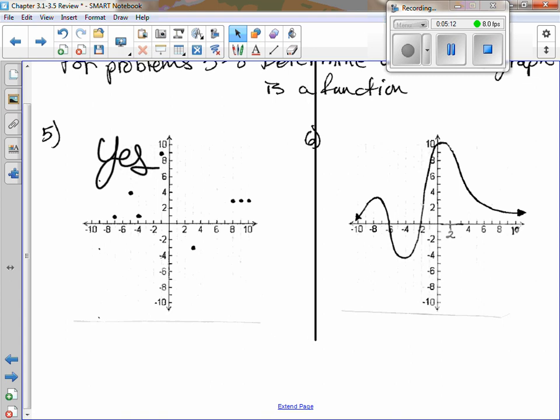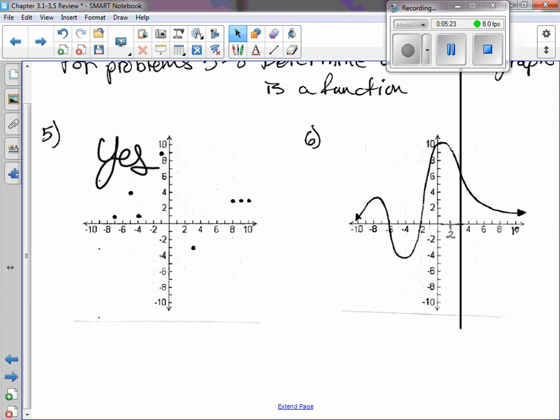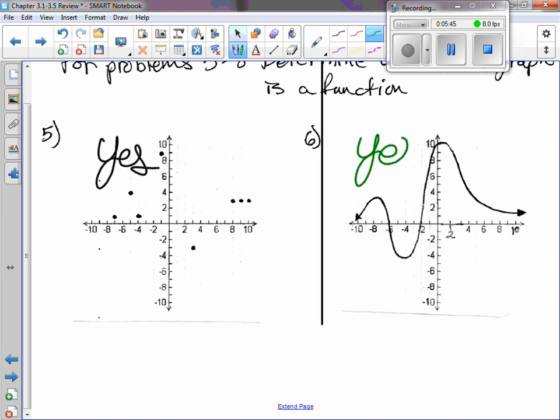Okay, let's look at this one over here. Is there any point along this graph where it crosses more than once? No. It looks like it could right here, yes? It looks like it could, but if we actually zoomed in on the graph, we would see that it's increasing. It's just small. And it works all the way across. So this one would be yes. Any questions on these two here?